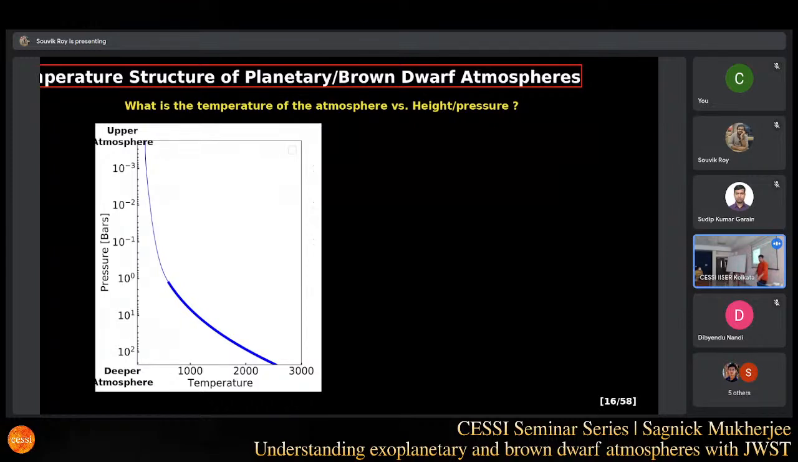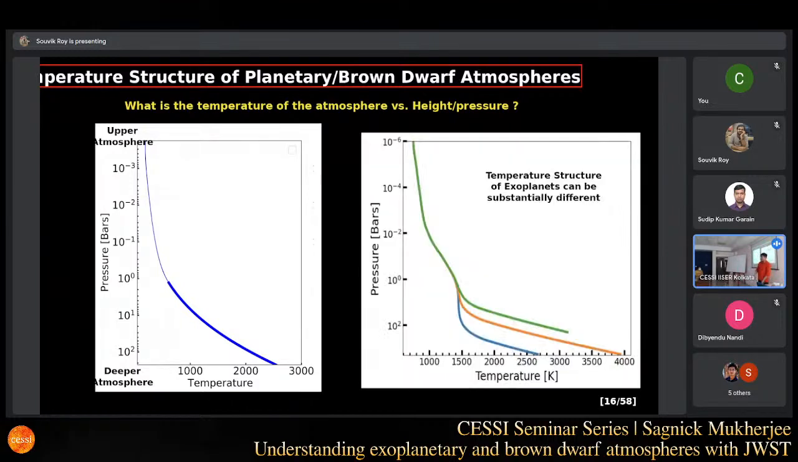That's your temperature structure. Now, as I said, brown dwarfs are not orbiting around a star. If you have a planet which is orbiting around a star, its temperature structure can look very distinct because of that stellar energy. The star is also heating up the atmosphere. And this is how the temperature structure of a typical hot Jupiter might look.